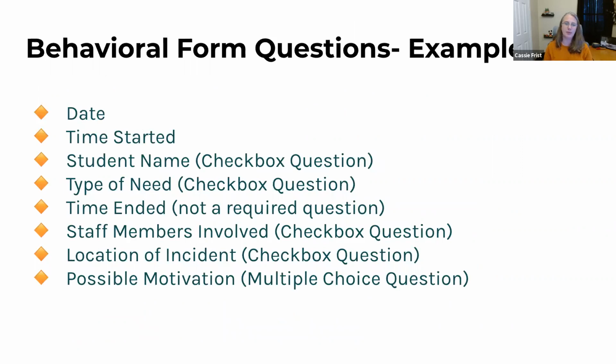So here's an example. If I were going to do a behavior form, these might be the questions that I wanted. And like I said, I decided to put these in kind of last minute here. I'm going to walk through them, but I also wanted to add it in here for you. So if you were going to create a behavioral form, maybe your first questions are the date, the time the behavior started, and the student name. So maybe you're going to keep track of a lot of students on this form. So which student are we talking about? What was the type of need?